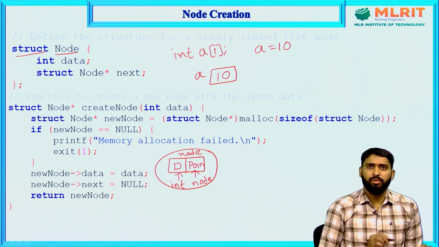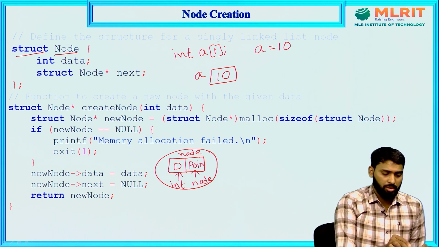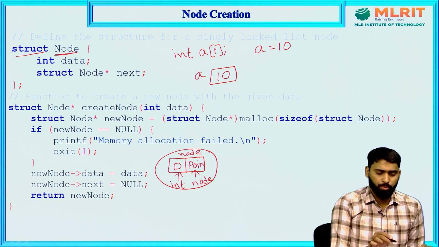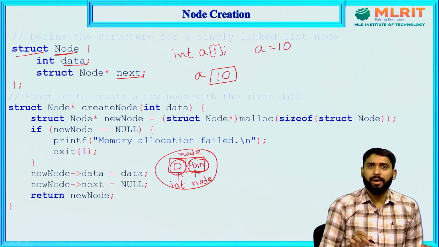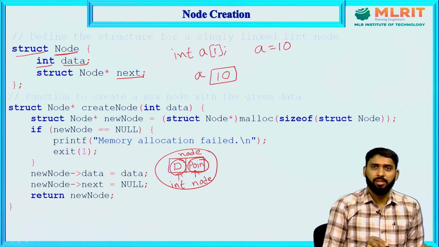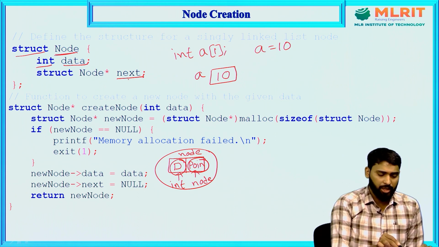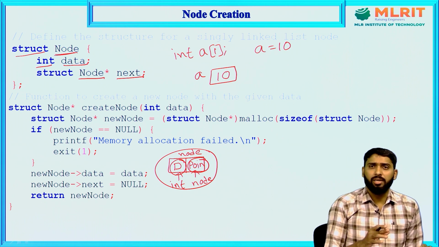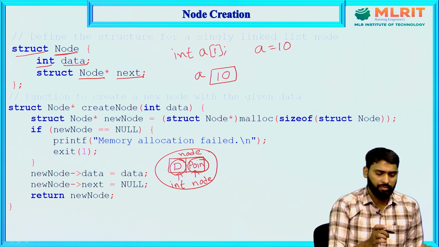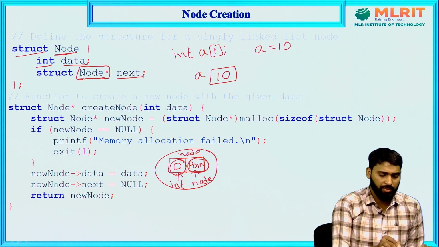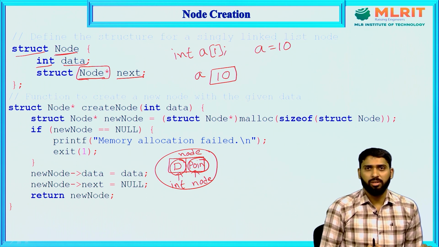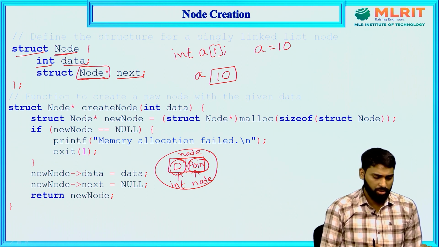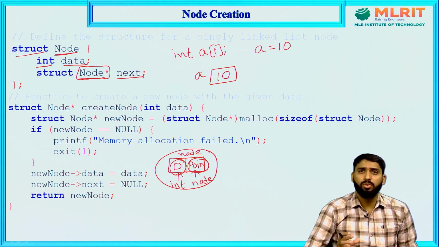Okay, so how do I define this node? struct node. This node has 2 parts: one is the data part, another one is the next part. The data type of data is integer. The next part's data type is node type. Why? Because we are going to store the address of a node here. So we consider the data type of next as node. Okay, so this is the structure of the node, how we define the structure of a node. Now we see how to create a node.